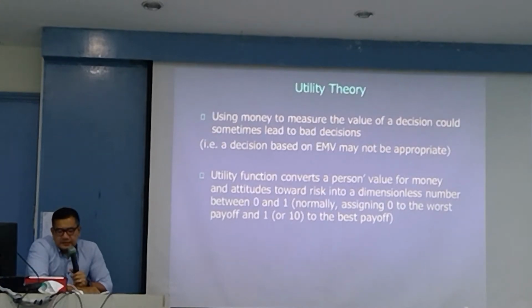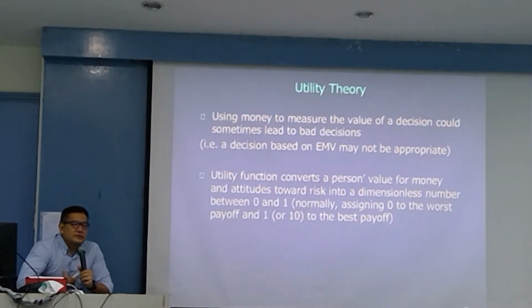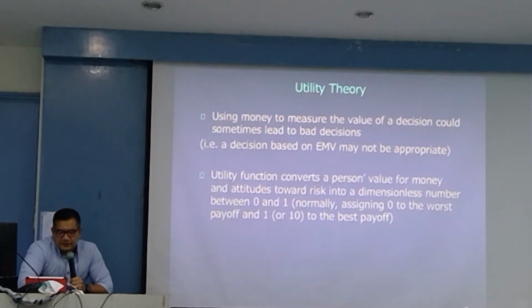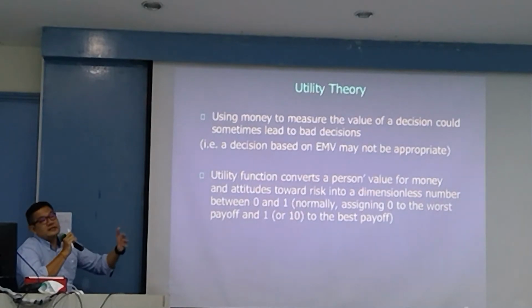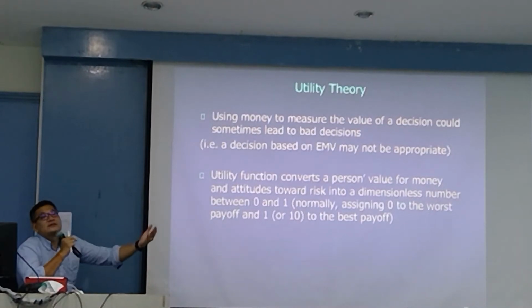So money is not the one that we can use as the criterion to make a decision. Sometimes it leads to a bad decision. It doesn't reflect yourself. And we're going to draw a utility function, and it's very easy: the utility function tells about your attitude toward risk, as I mentioned. So we try to develop a utility function and translate the value of the money into a range between 0 to 1. But sometimes you can use 0 to 10, it's okay, or 0 to 100, that's okay, it depends on you.